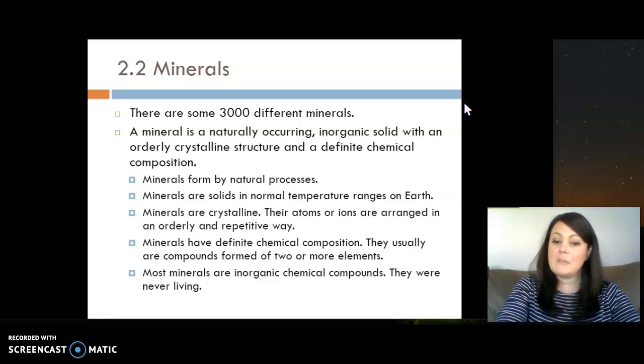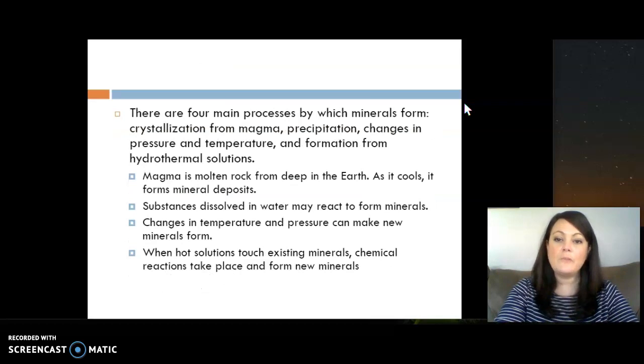Minerals have a definite chemical composition. They usually are compounds formed of two or more elements. Most minerals are inorganic chemical compounds. They were never living. There are four main processes by which minerals form: crystallization from magma, precipitation, changes in pressure and temperature, and formation from hydrothermal solutions.